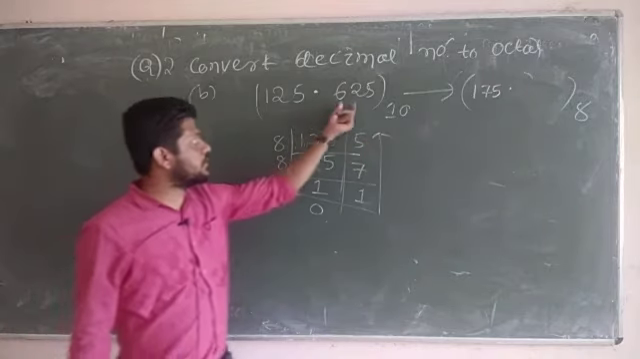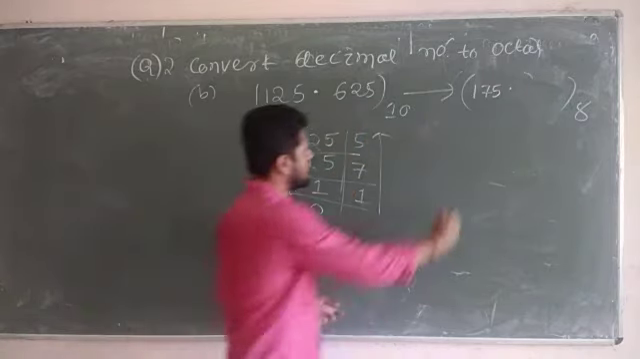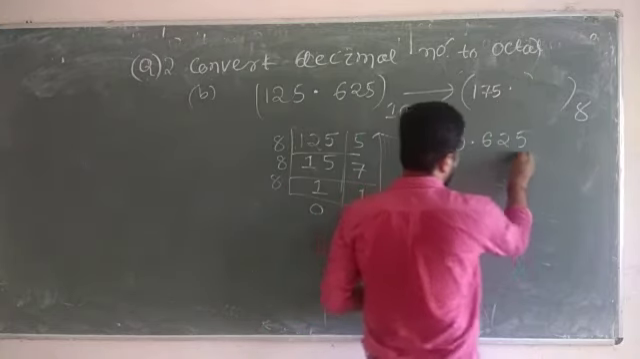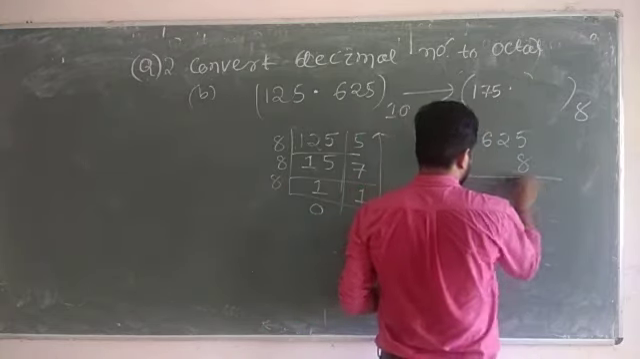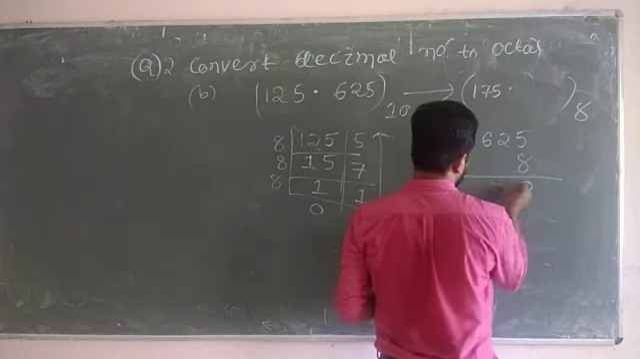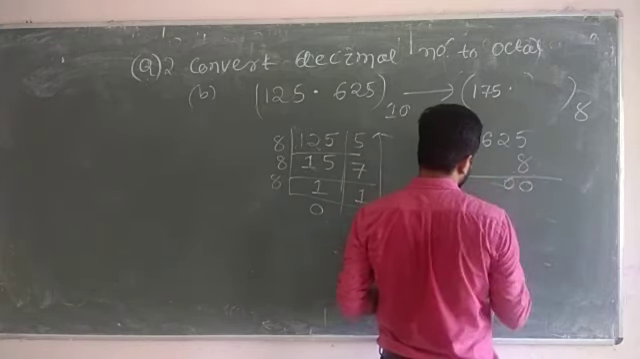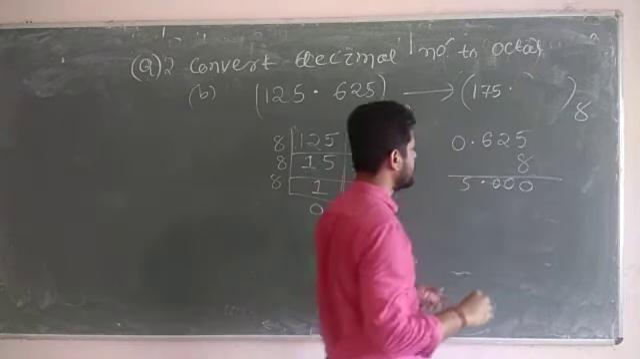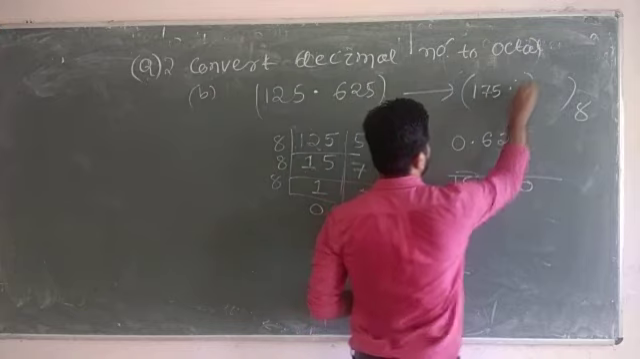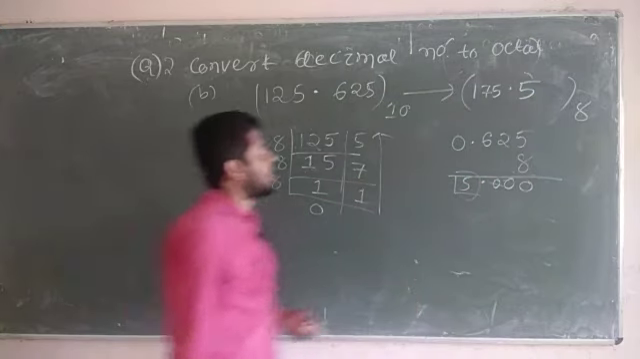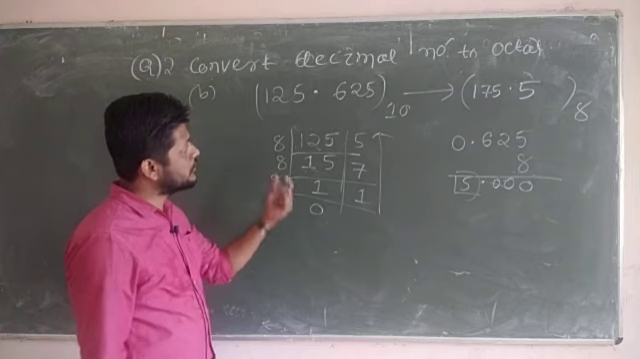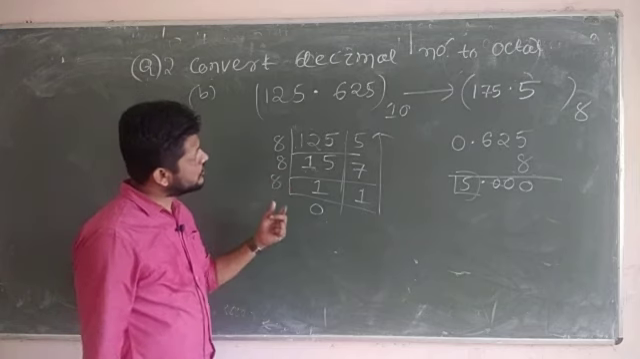Then I need to convert the fractional part 0.625. I need to multiply with 8. So 8 into 5 is 40, 8 into 2 is 16 plus 4, that means 20. 8 into 6 is 48, that means 5 and then 0. So you need to remember this: 175.5 is the result when converted.